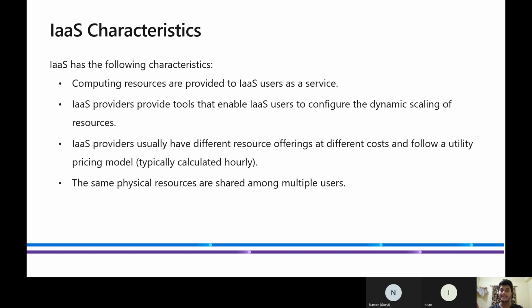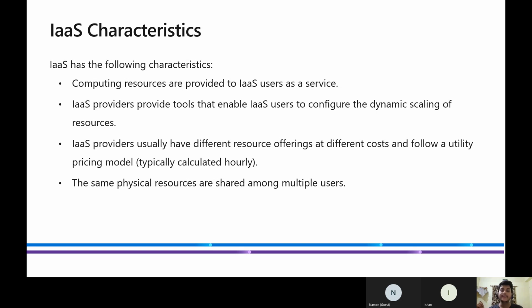Let's talk about the IaaS characteristics. Computing resources are provided to IaaS users as a service. Everything is provided as a service as a rent to you. IaaS providers provide tools that enable IaaS users to configure the dynamic scaling of resources. So they are providing us everything. Even if we need to scale up the things, they will provide us with it. We don't need to worry about even that.